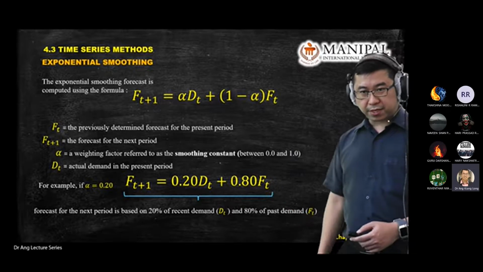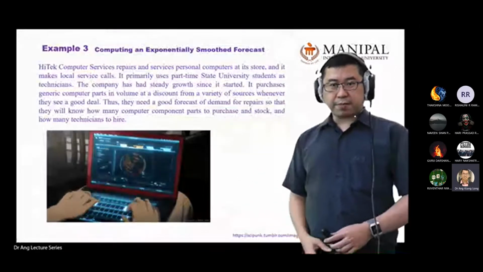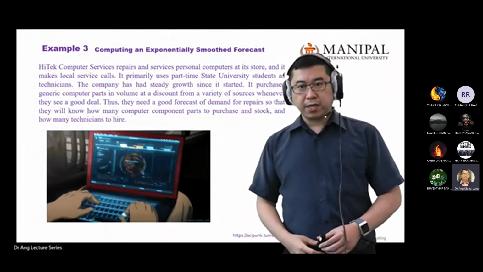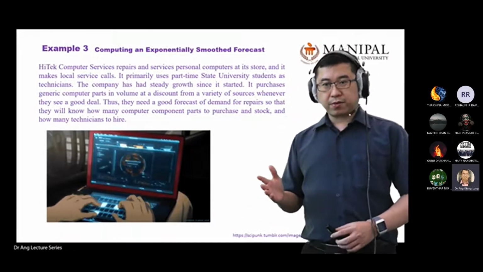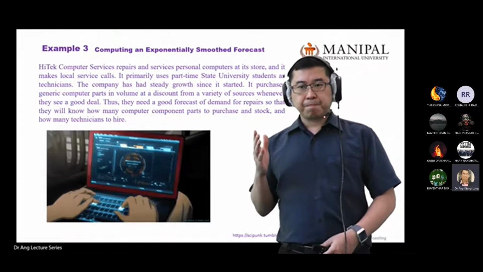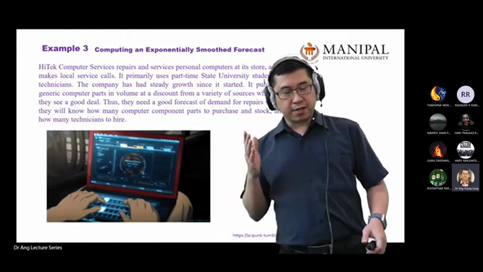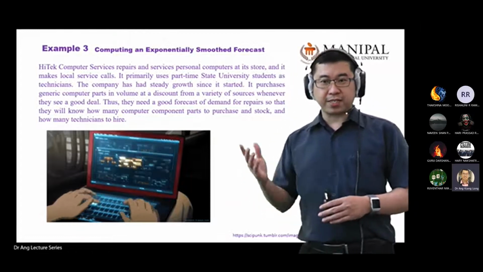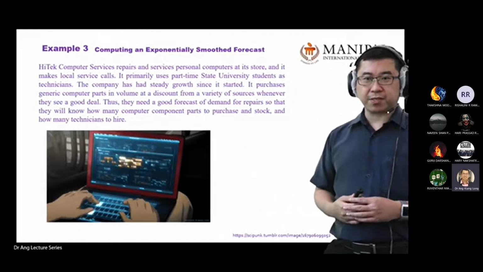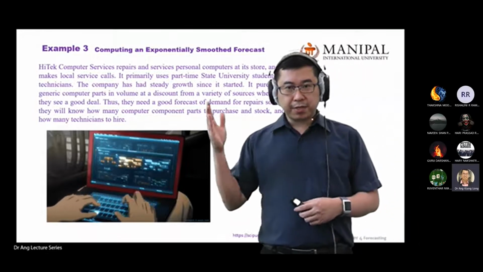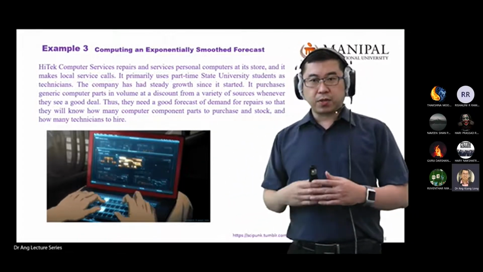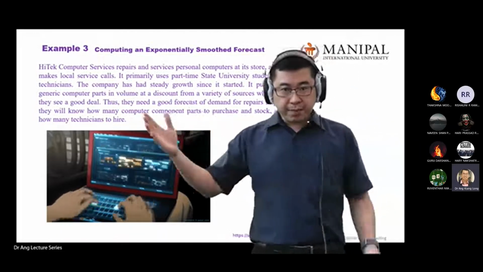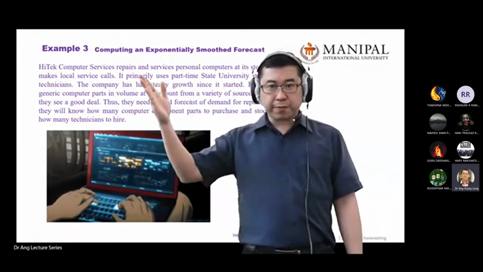Yeah, this one I said just now. Let's look at one example. This example is also available in your handouts tutorial. I think version 1 still has it. If not, then go and download version 2 that I just uploaded in Teams just now. So basically, example number 3 is where we're going to use the exponential smoothing forecast. We have a company doing computer service for repair and services.